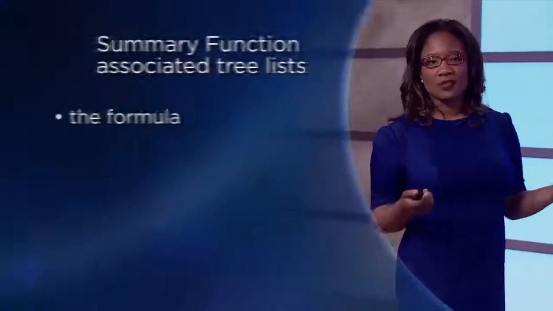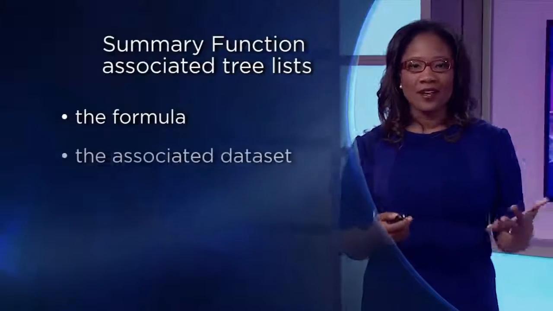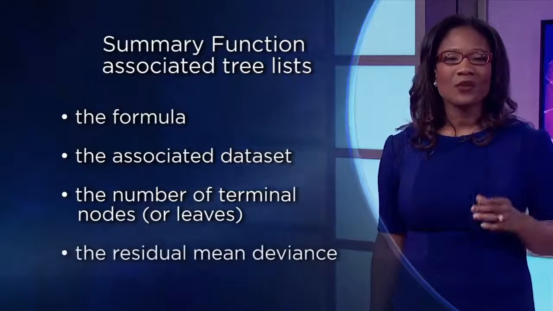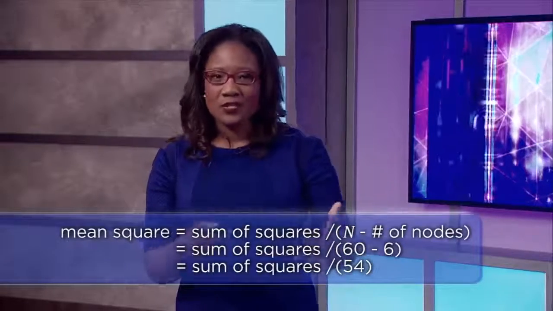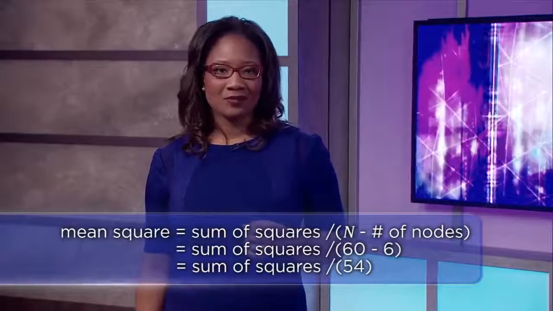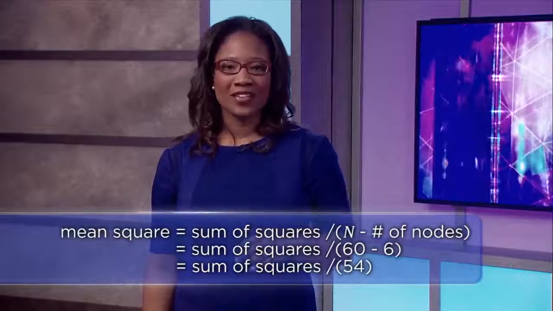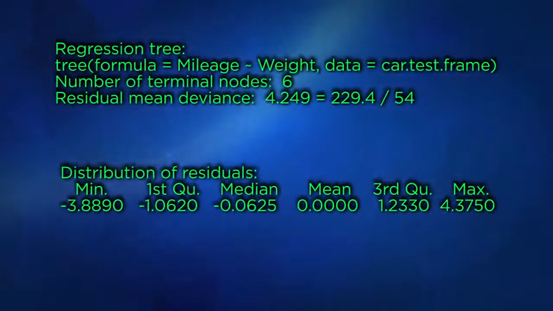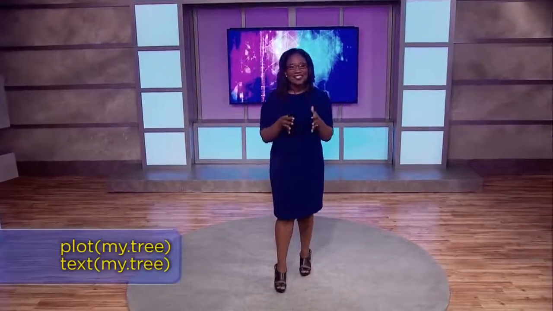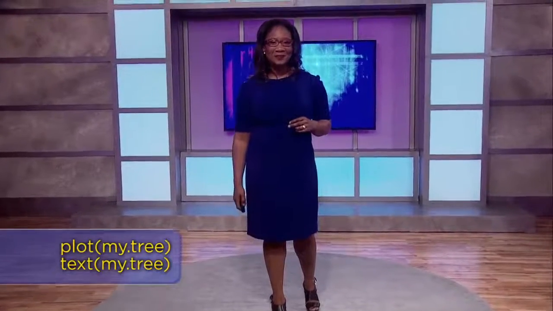Now the summary function that's associated with tree lists the formula along with the associated data sets, the number of terminal nodes or the leaves. It also gives us the residual mean deviance. So this is the mean square, which equals our sum of squares divided by n minus the number of nodes, or 60 minus 6, which is where we get the 54 that you see here. We also have the 5-number summary of our residuals. Now to examine this tree, we're actually going to plot it. So we can use the plot and the text functions in R to plot our tree and also add the text to it. Here's what we get.